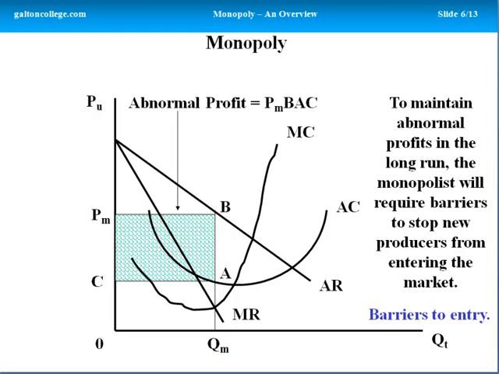Once word gets round in the market that the company is making excessive profits or abnormal profits, then other companies will want to join. They want part of the profits. So this particular company will have to stop them. They may have specialist knowledge, for example, or they might have specialist machinery, or they might have a legal right to produce this that other people have not got. So there are various possibilities that will stop other companies from producing.